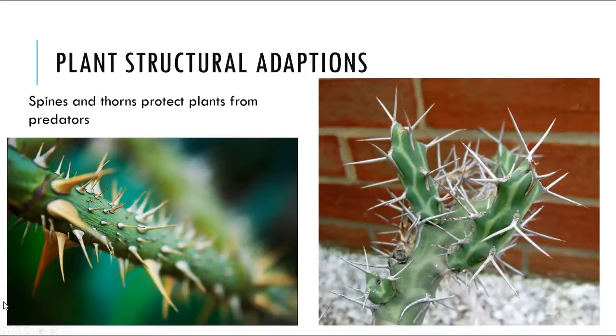If we have a look at some plant examples of structural adaptations, we've got spines and thorns that are there to protect the plants from predators. A good example of thorns would be your rose bushes, and cactus as well. A lot of them have spines, and that's to help stop predators from eating the plant.